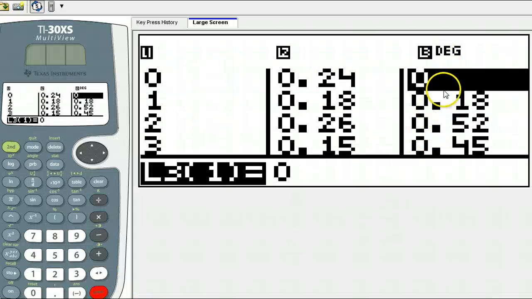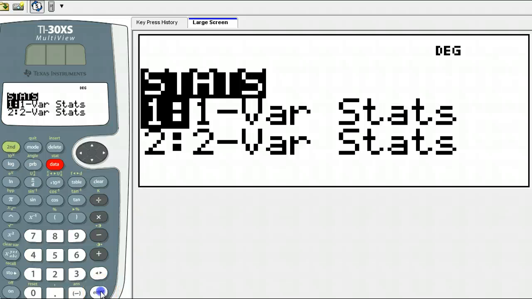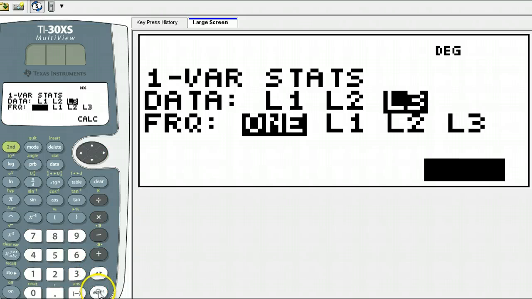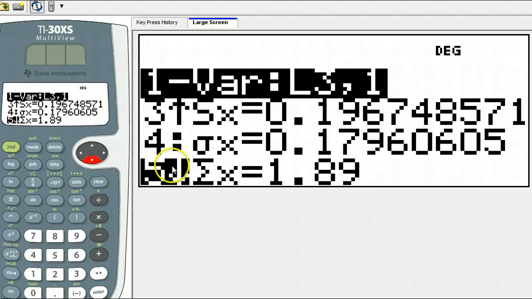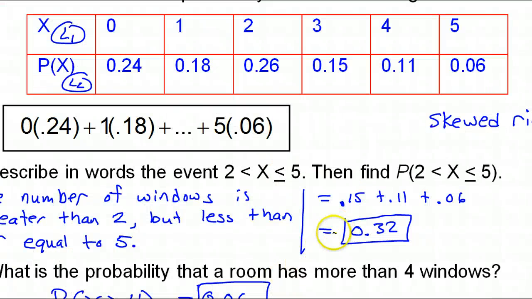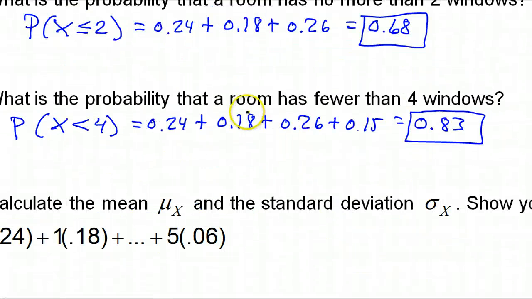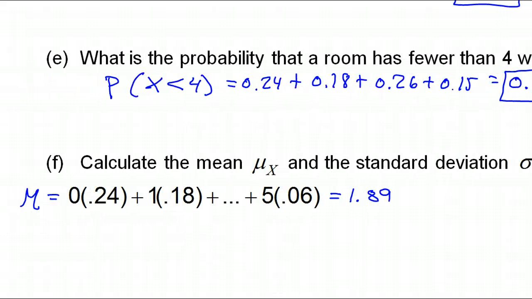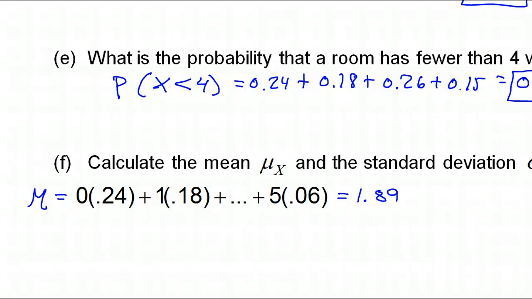Now, you're supposed to take these xp's and add them up. So we can do that by adding up everything in column 3. The quickest way to do that is by hitting second data, or second statistics. Choose one variable statistics. Hit enter. Whoa, I almost went too fast. We want L3. Right now it's on L1. So switch over, make sure you're doing L3. Okay, and then scroll down until you see this symbol. This symbol is the symbol for sum. It's a capital Greek letter sigma. So the sum of column 3 is 1.89. So that is your mean, 1.89. So either way, you have to show your work like this.